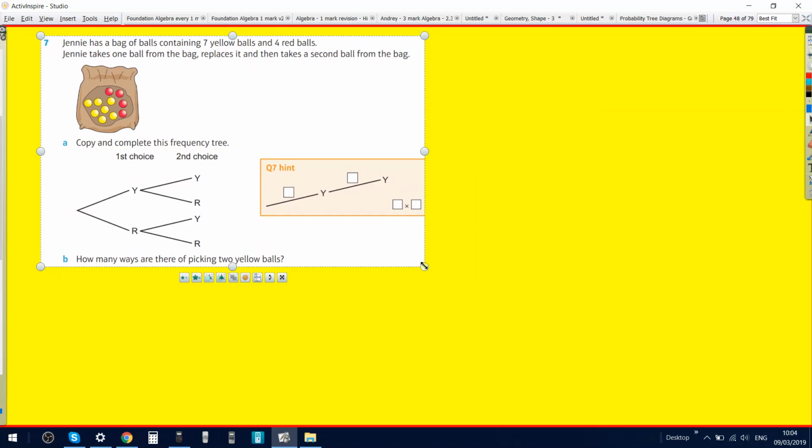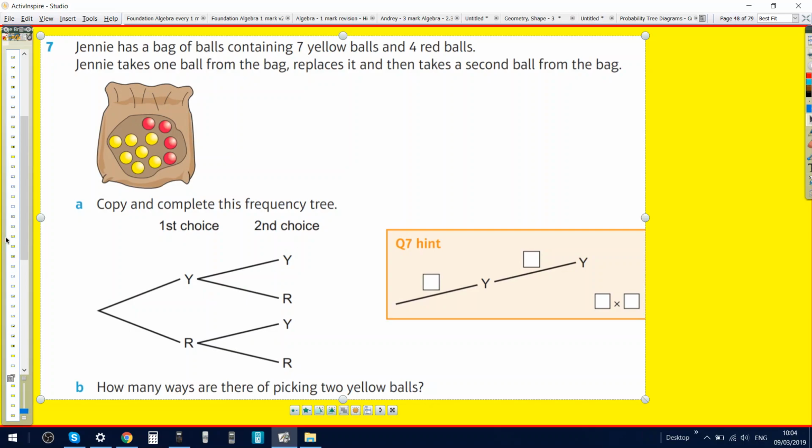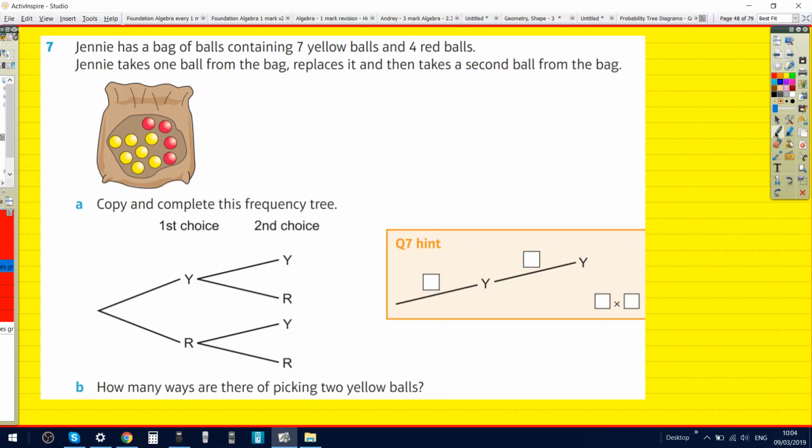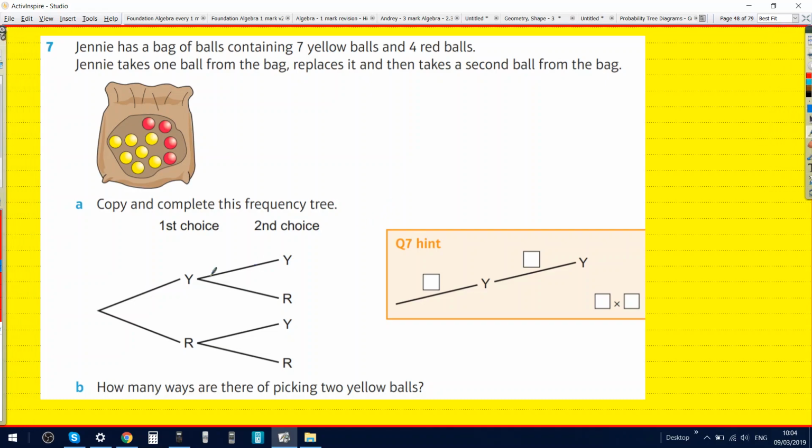So how about this one? So she has 7 yellow balls and 4 red balls, so that would be the main parts. Jenny takes one of the balls from the bag, and replaces it, and then takes the second ball from the bag. Oh, I'm not sure. So she takes one and then replaces it. So would it be 7 and 4 again? So those are the same.